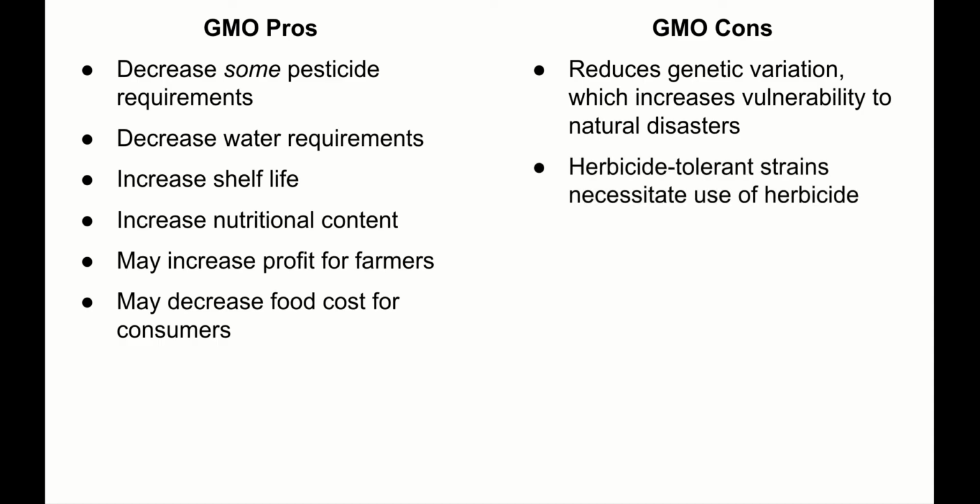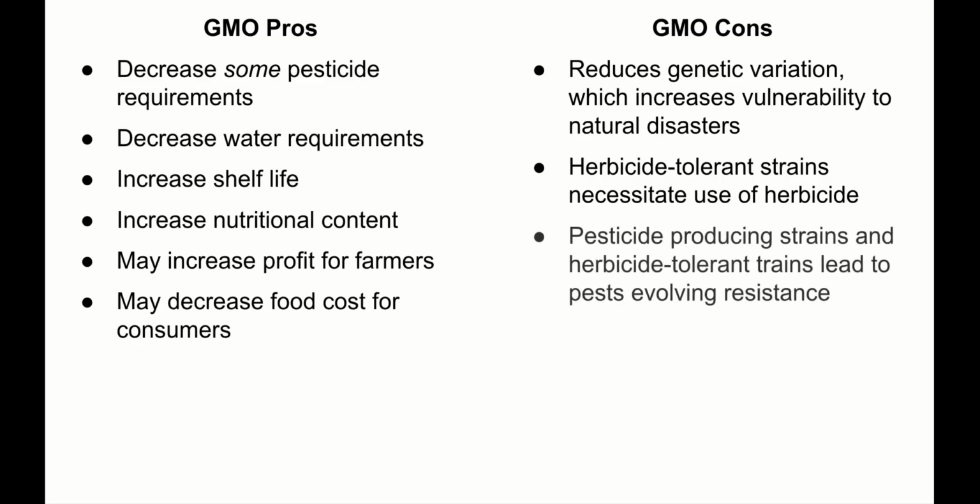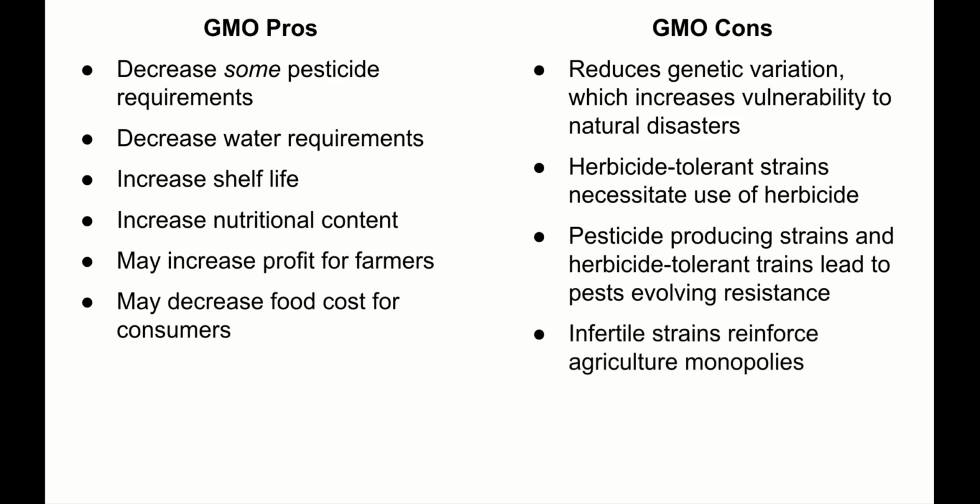Some of the herbicide-tolerant strains, or all of the herbicide-tolerant strains, necessitate the use of herbicide. The whole point of these Roundup Ready strains is that we're going to spray Roundup glyphosate all over our crop to reduce our weeds and increase our crop yield. And so that means that we're going to have all of the cons that come with use of pesticides. Our pesticide-producing strains and our herbicide-tolerant strains both lead to pests evolving resistance. Our insecticide-producing strains produce their own insecticide. Eventually, insects will become resistant. Same deal with the herbicide-tolerant strains. The infertile strains, those sterile strains, reinforce agricultural monopolies.